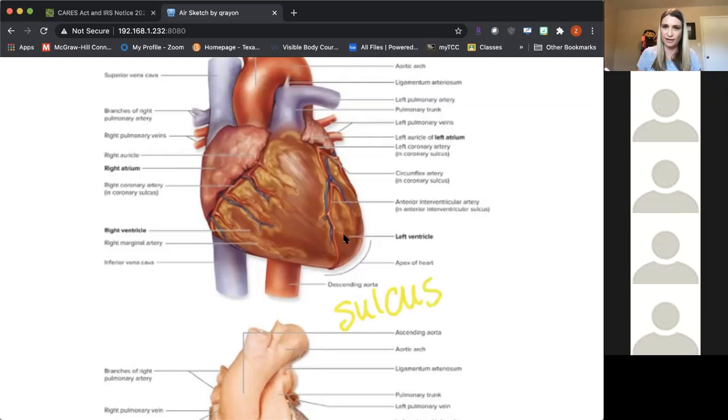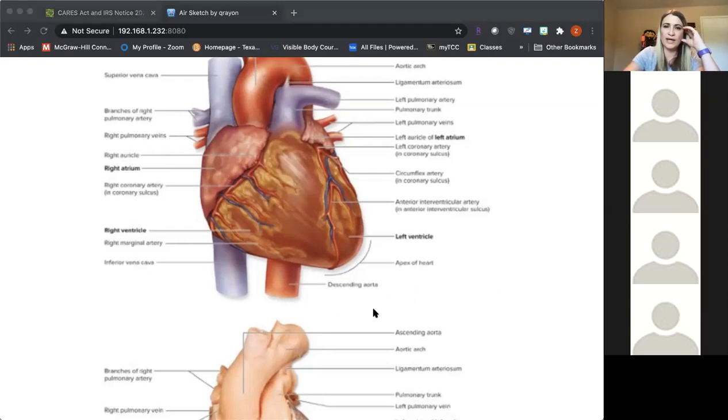Sulcus, spelled like that, and the plural would be sulci, like this. So when you hear sulcus, think of the groove where the major blood vessels are. We have three main sulci that we'll be talking about: the coronary sulcus, the anterior interventricular sulcus, and the posterior interventricular sulcus. Let's start with the coronary sulcus.